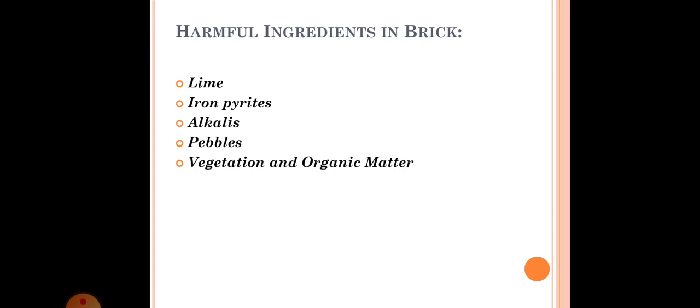Of course, the presence of vegetation and organic matter also is not desirable, because if there is organic matter, during the process of burning of the bricks, it will lead to the evolvement of various gases and other matters which is not desirable. So these are normally the harmful ingredients that are likely to be present, but they should be avoided. Now this figure shows the efflorescence.